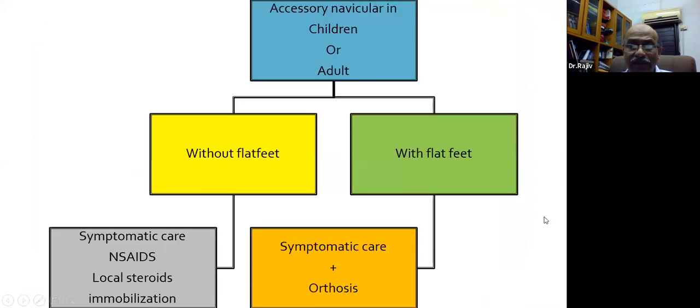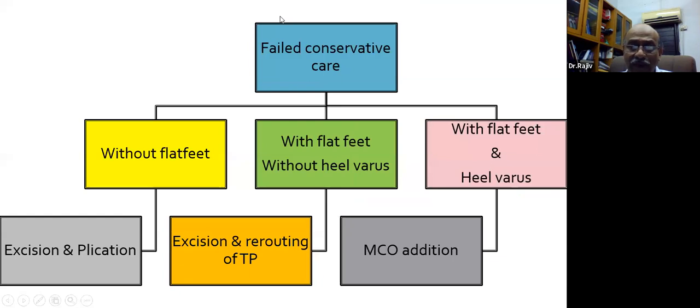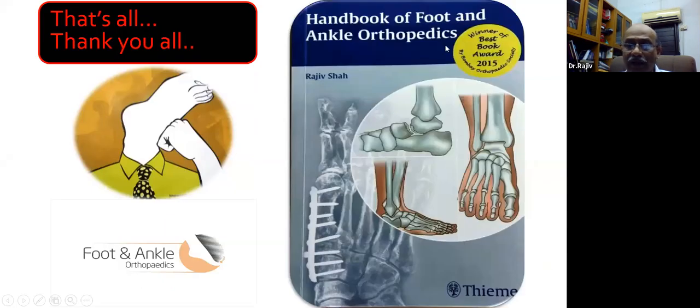So accessory navicular in children or adults without flat foot: symptomatic care, NSAIDs, steroids sometimes local, and immobilization. With flat foot, symptomatic care plus orthotics. If conservative care has failed, then either you go in for excision and plication or advancement of the tibialis posterior tendon, or excision and rerouting of the tibialis posterior tendon, or excision and transfer of FDL, and addition of medial calcaneal slide osteotomy. That is all from my side for flat foot.